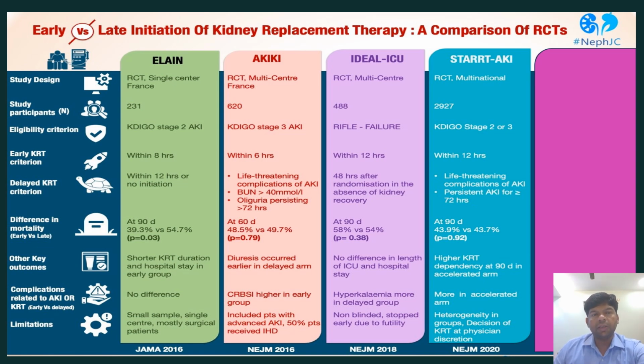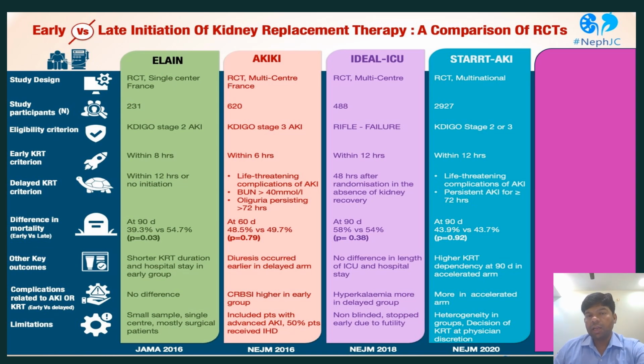But there are certain limitations with these studies: small sample size, single center studies, and mostly done in post cardiac surgical patients. And they started the RRT too early, within 8 hours of stage 2 AKI. In AKIKI, this is a multi-center study with a good sample size. They started RRT after waiting for some period, within 6 hours of stage 3 AKI, and they found no mortality benefit. So as per these studies, being multi-center with a good sample size, AKIKI has better reliability compared to the ELAIN trial.